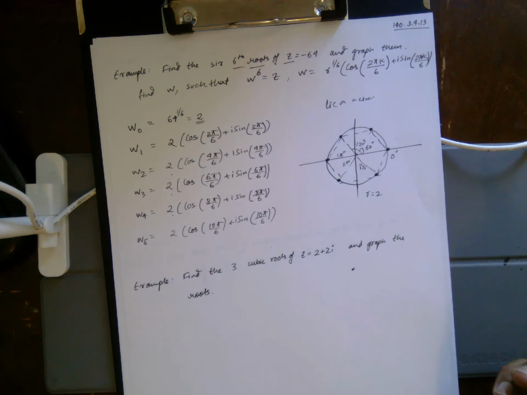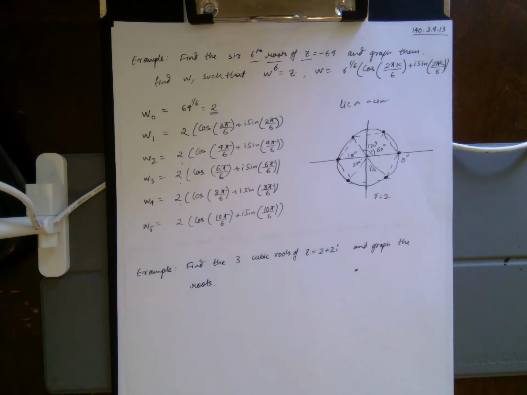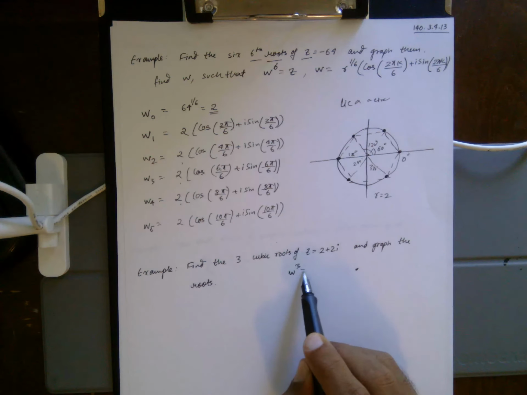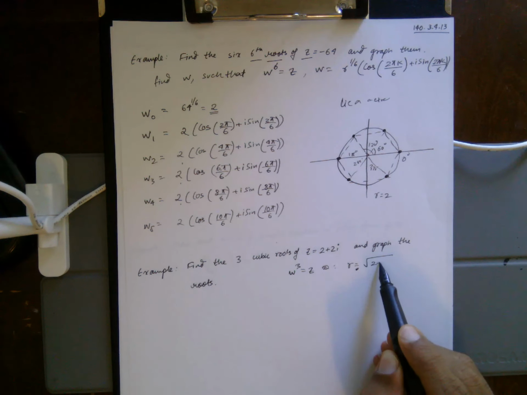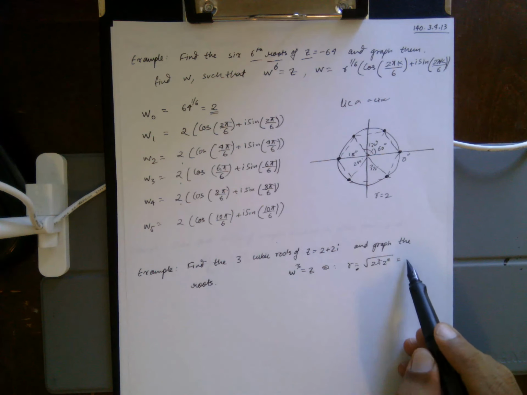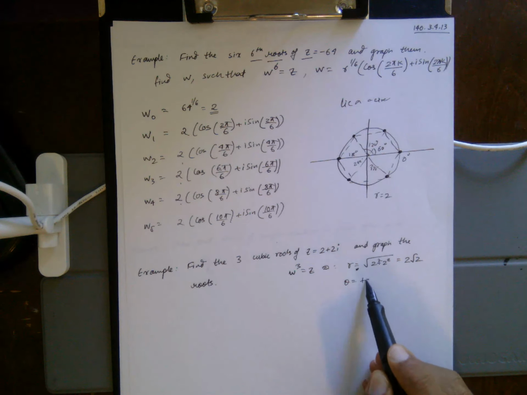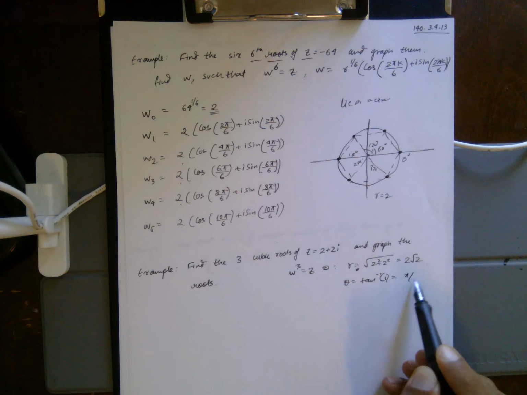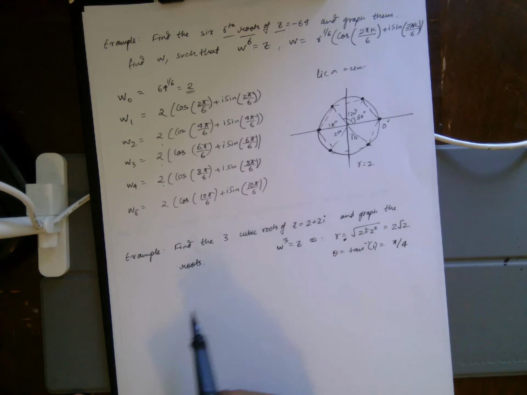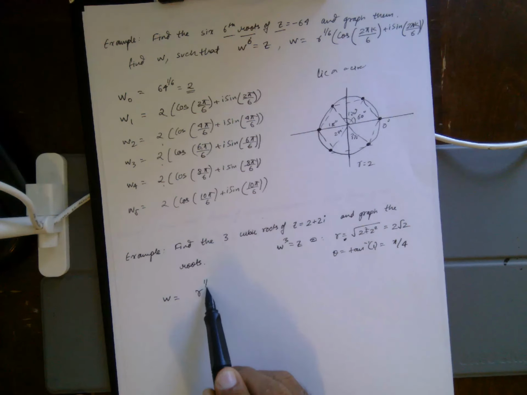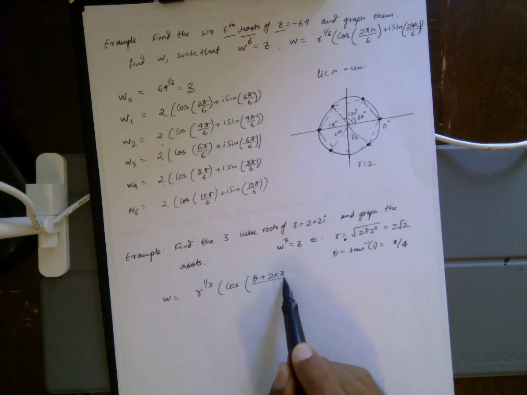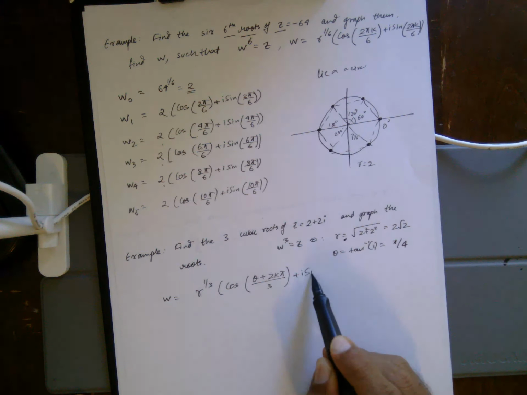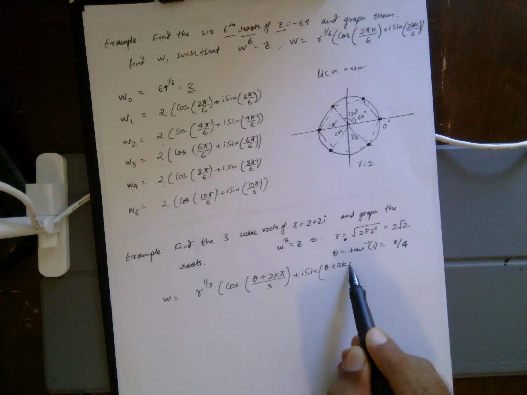Second example, find the 3 cube roots of this complex number. So we need w cubed equals z. We write z in polar form. Square root of 2 squared plus 2 squared, 4 plus 4, 8, 2 root 2. Theta is tan inverse 1, pi over 4. So in general, w is going to be r to the 1/3 cosine of theta plus 2k pi over n, which is 3, plus i sine of theta plus 2k pi over 3.